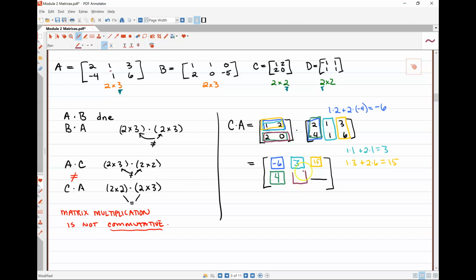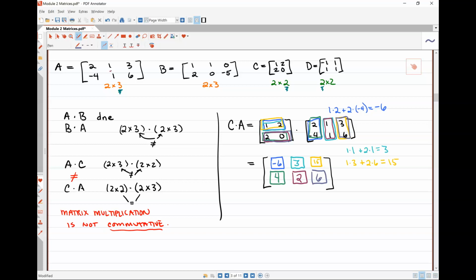For this 2, 2 entry, that's second row and second column. That's going to be 2 times 1 plus 0 times 1. So that's just 2. And for this last one, I'm in the second row, third column. So I have 2 times 3 plus 0 times 6. 2 times 3 is 6. And so that's the product, C times A.